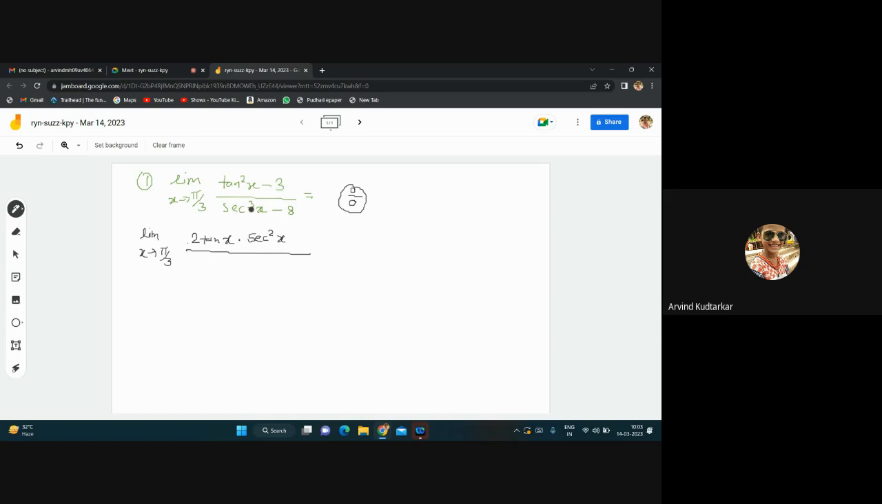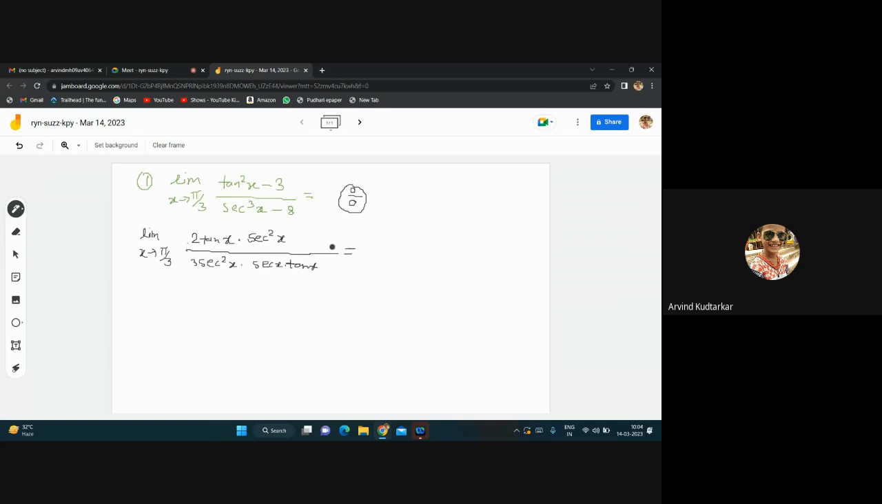Sec cube x. So what is the derivative of sec cube? It means to find the derivative of the power. The derivative of the power is what? 3 into sec square x. And next to find the derivative of the base, and the base is sec. So the derivative of sec is what? Sec x into tan x. Minus 8. So the derivative of minus 8 means what? The derivative of a constant is 0.